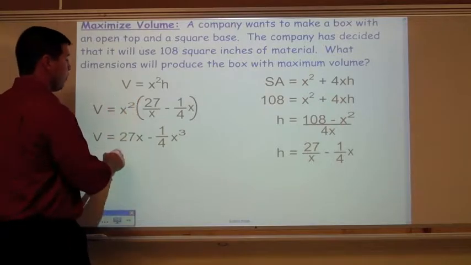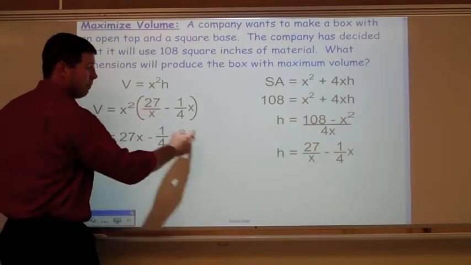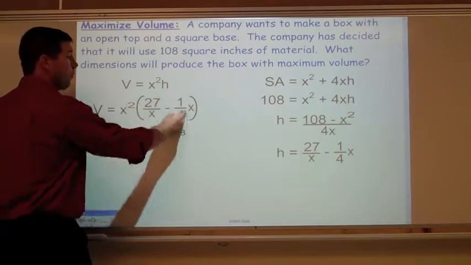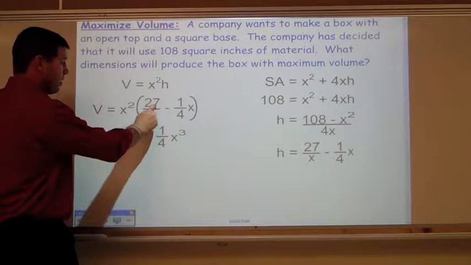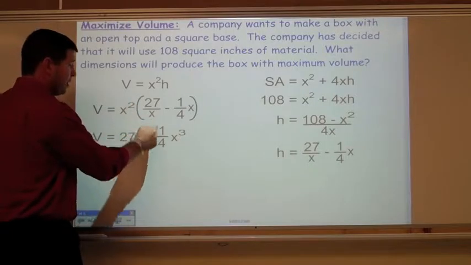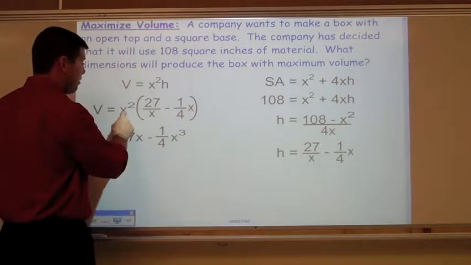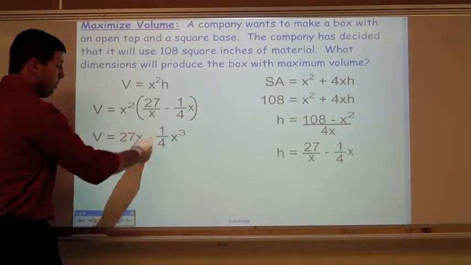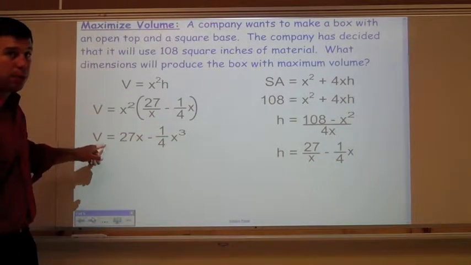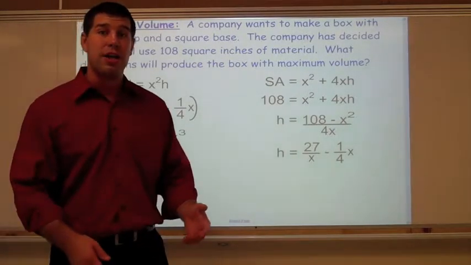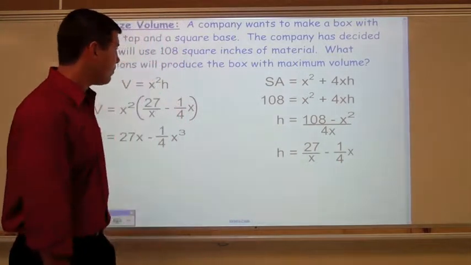So the volume is equal to x squared times the height, which is this expression. Distribute it through, clean it up a little bit. 27 over x times x squared, one of the x's will cancel, so you have 27x. 1/4 x times x squared is 1/4 x cubed. The minus sign stays. So your volume equals 27x minus 1/4 x cubed. Now you have an equation with two variables.